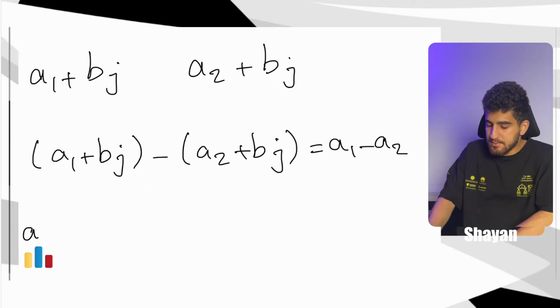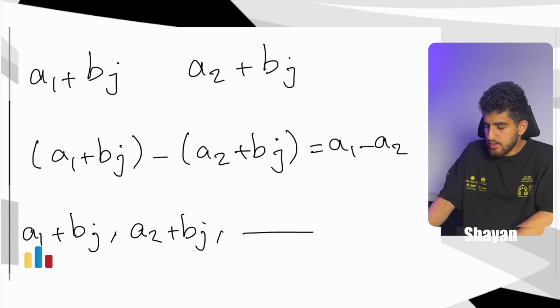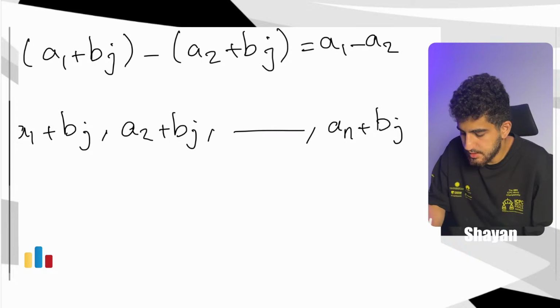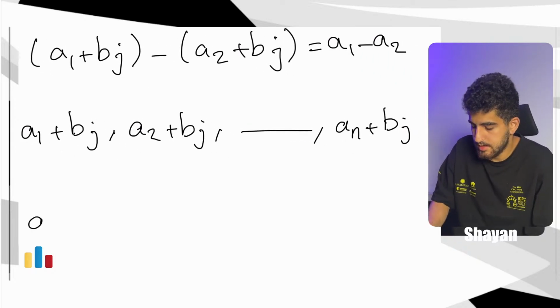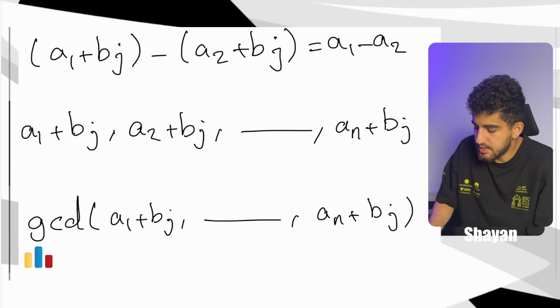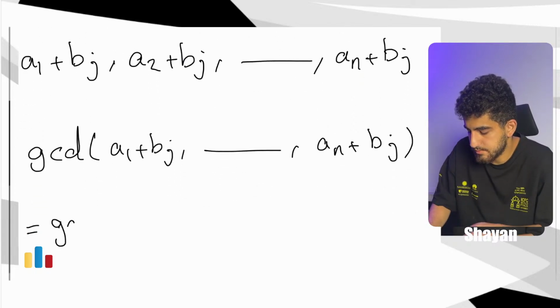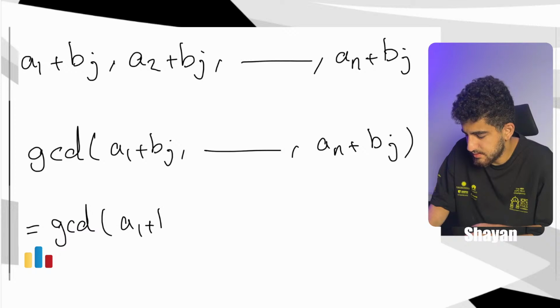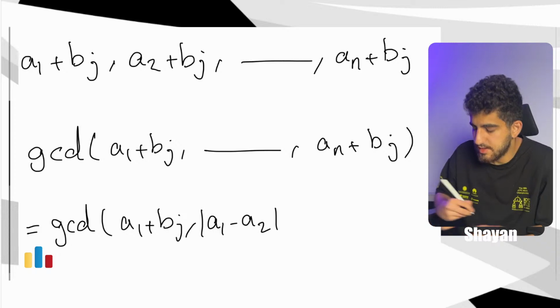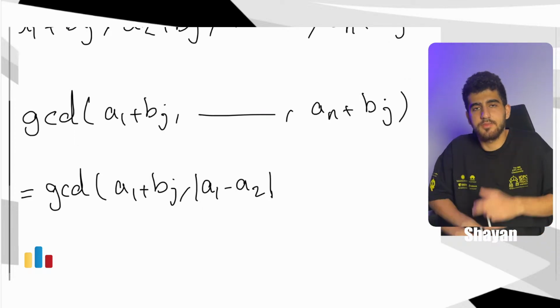So when you consider a1 plus bj, a2 plus bj, and so on, an plus bj, we can just say that GCD of a1 plus bj to an plus bj is going to be equal to GCD of a1 plus bj and the absolute value of a1 minus a2. If it was negative, just make it positive.